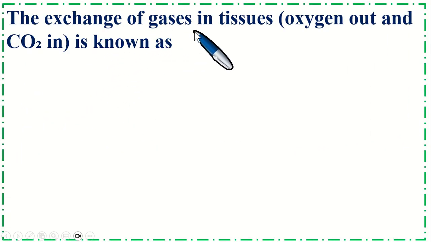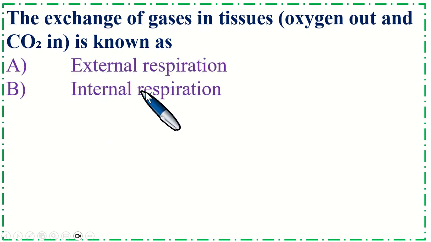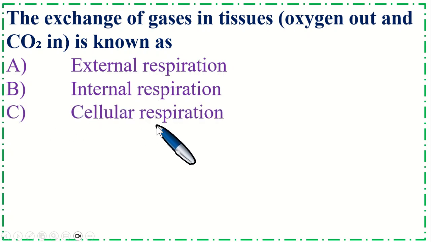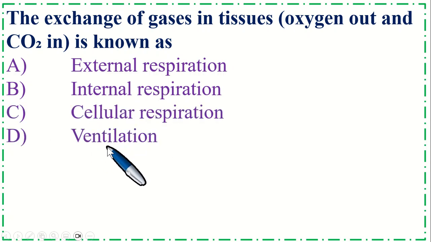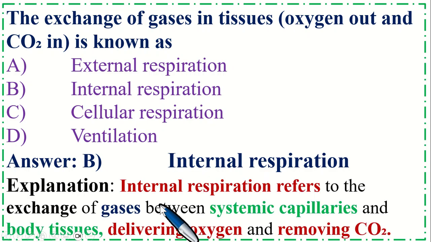The exchange of gases in tissues, oxygen out and carbon dioxide in, is known as option A external respiration, B internal respiration, C cellular respiration, and option D ventilation. So the correct option is B internal respiration. Internal respiration refers to the exchange of gases between systemic capillaries and body tissue, delivering oxygen and removing carbon dioxide.